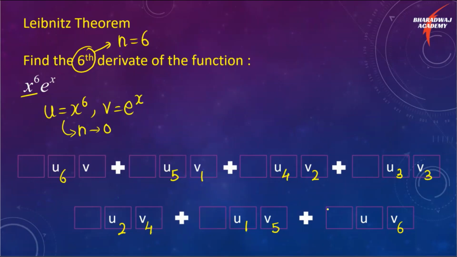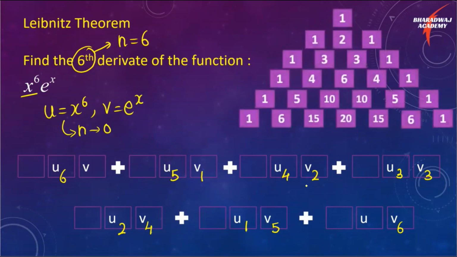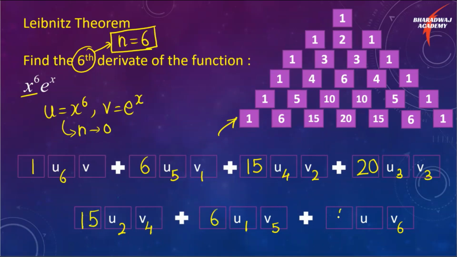Correct? Now, in order to take the constants, let's take a look at Pascal's triangle. Yes, in Pascal's triangle, we have to take the nth row, which is n is 6 here, right? So we have to take the sixth row. So just write these numbers here. So 1, 6, 15, 20, 15, 6, and 1. Now, if you solve them, you'll be able to get the answer.